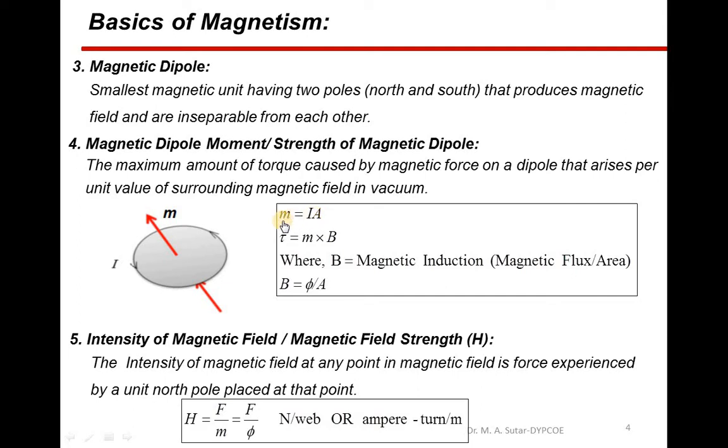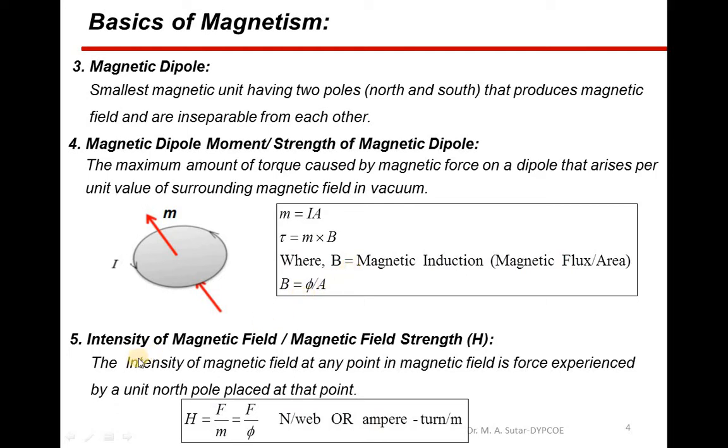The pole strength is measured in the unit Weber, or you can say ampere into square meter. And the torque on the dipole is denoted by the letter tau. It is equal to M into B, where B is nothing but the magnetic induction, phi by A.